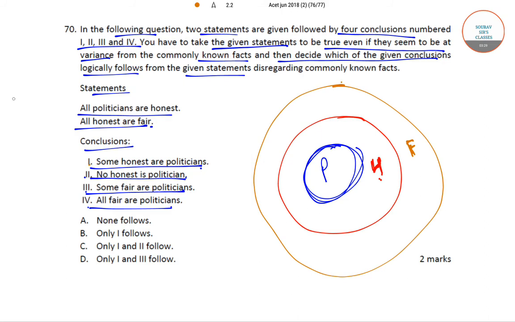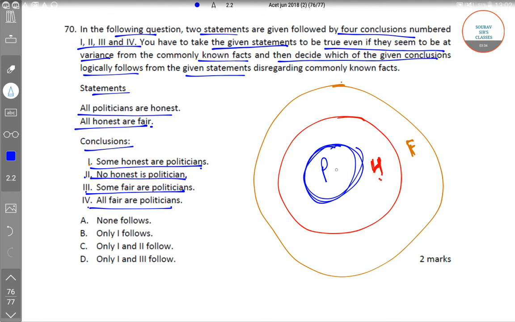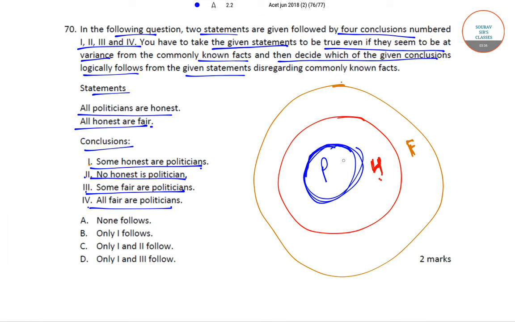Then what are the conclusions? Statement 1, some honest are politicians. Yes, this is true, since these politicians form a group of some honest people. So statement 1 is true. Then statement 2, no honest is politician. This is incorrect. Statement 3, some fair are politicians. This is correct since fair contains some politicians.